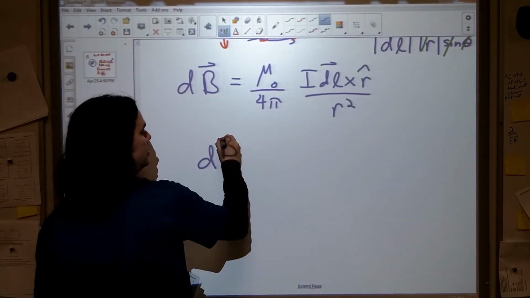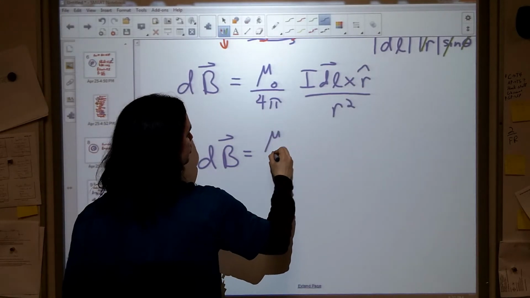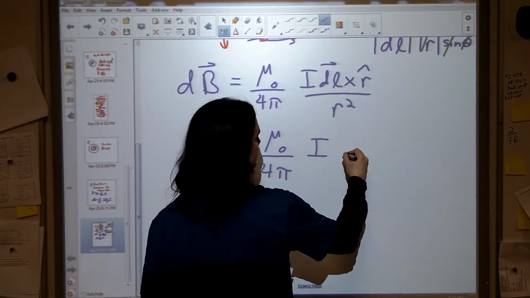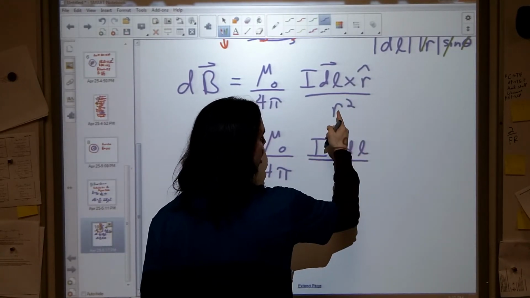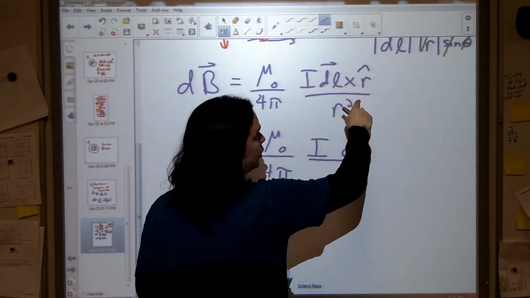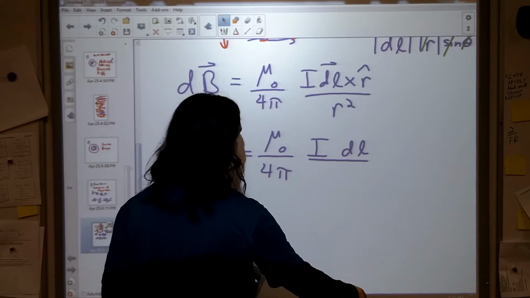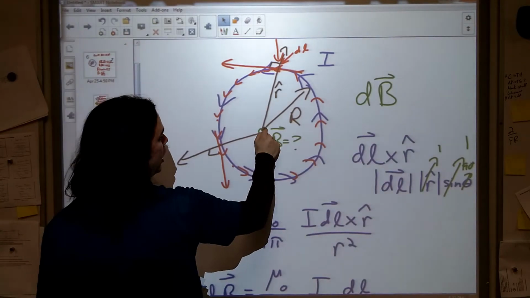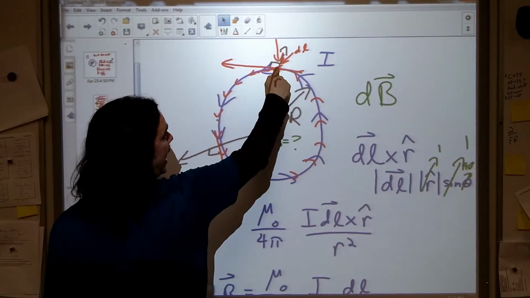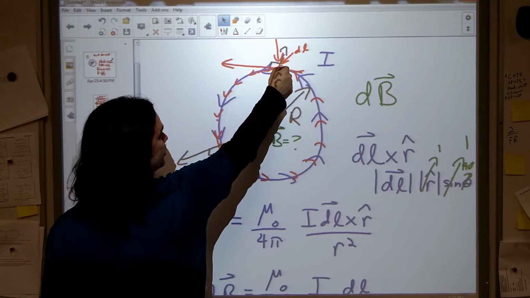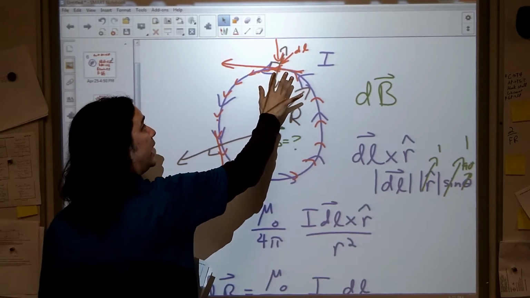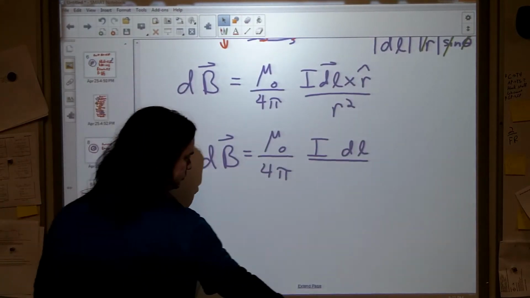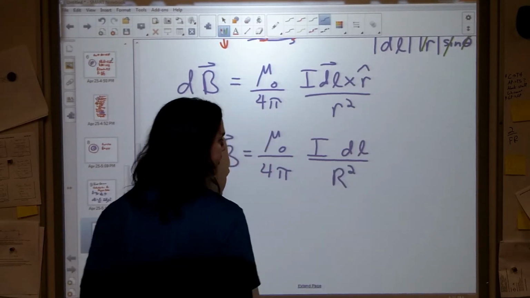Cleaning this up, an infinitely small piece of my magnetic field is equal to mu naught divided by 4 pi times the current in my wire, which is actually my current, times dl divided by r squared, because the cross product and the radial vector, we played with that here, and all of that ends up going to 1, so I'm just going to multiply it by dl. Now I need r, the distance between our point that we want the magnetic field at, and the infinitely small piece of wire that's carrying the current here. Well, the distance between them is capital R. So that's going to be capital R squared.